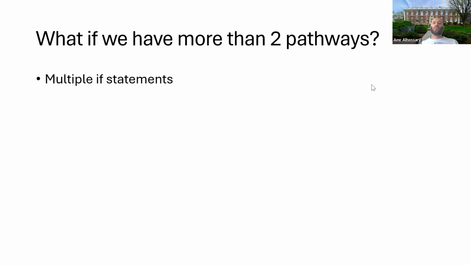Now, what if we have more than two pathways? We will use multiple if statements. I think we stopped here last time, around this point, maybe a bit further, either here or at switch. Anyway, if we have more than two pathways, we use multiple if statements.